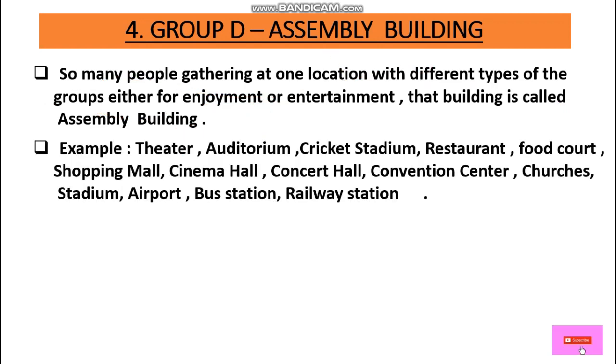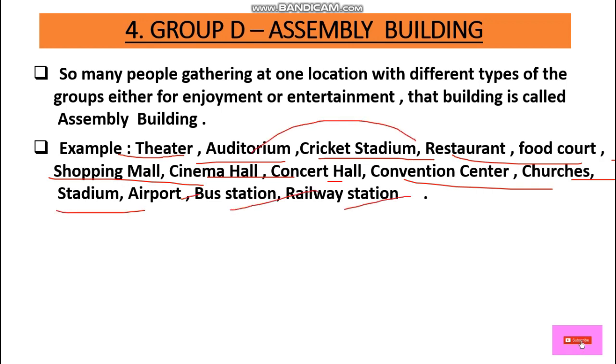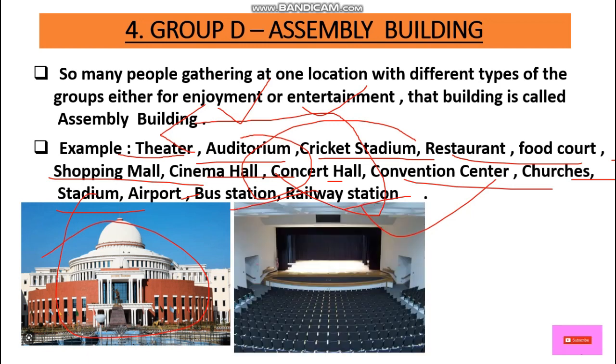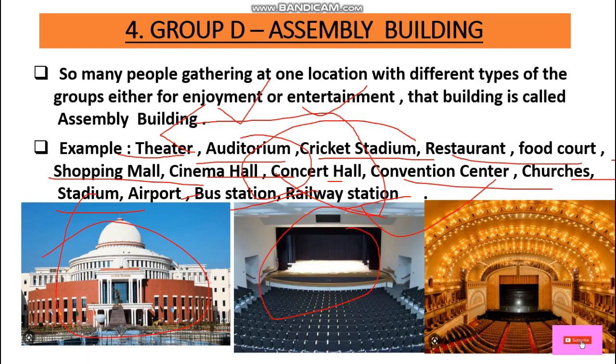So what are the examples of an assembly building? Like theater, auditorium, cricket stadium, restaurant, food court, shopping malls, cinema halls, concert hall, convention center, churches, stadium, airport, bus stand, railway. These are all places where people gather either for enjoyment, entertainment, or for any other work. So this is an assembly building, and this is an auditorium, and this is also an auditorium, a cinema hall. So these are all assembly buildings.